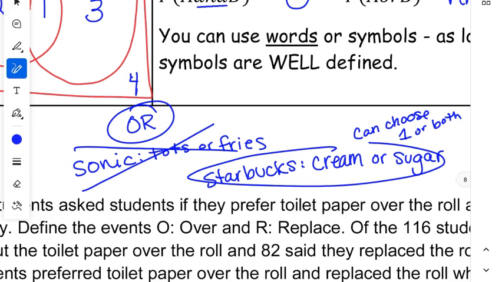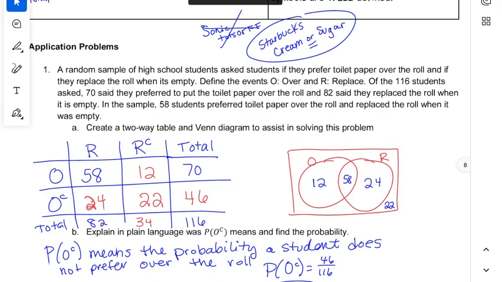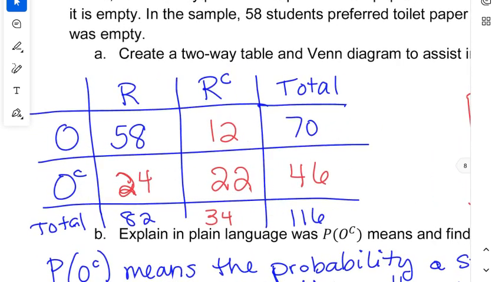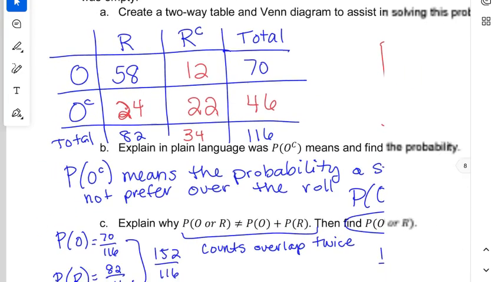All right, so go ahead and work with your partner on the application problem. So let's check and see how you did. So look at our two-way table and the Venn diagram. How did you do on it? Okay, and then the O and the complement of O, you could do it on the top or down the side, either way. So you might have flip-flopped them, and that's okay. Just as long as they're both there.